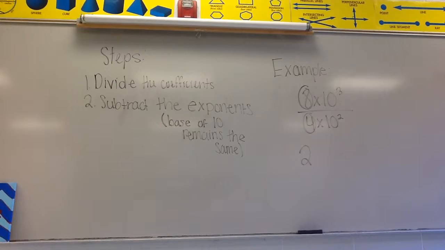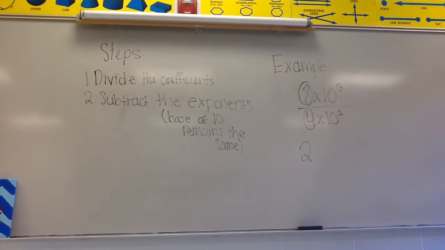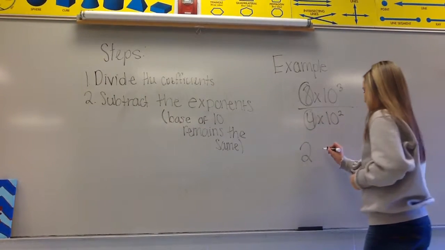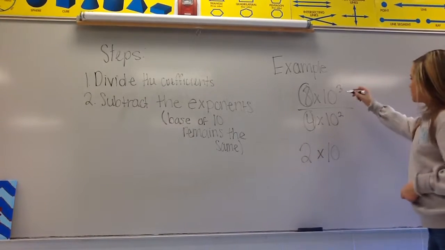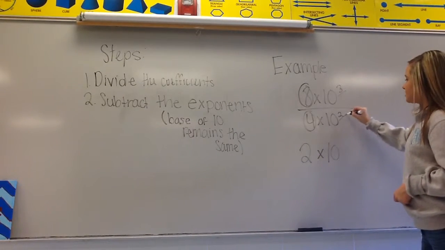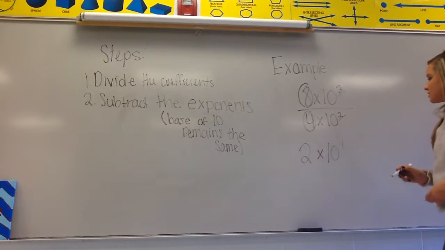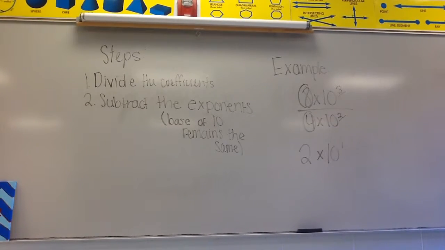So second, we have to subtract the exponents, and the base of 10 remains the same. So we can go ahead and write the base of 10, and then subtract our exponents. So 3 minus 2 gives us 1. So our answer is 2 times 10 to the 1st.